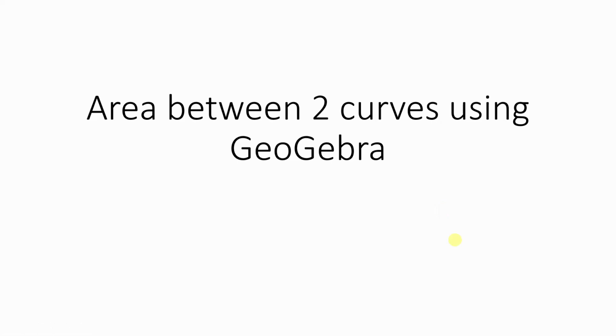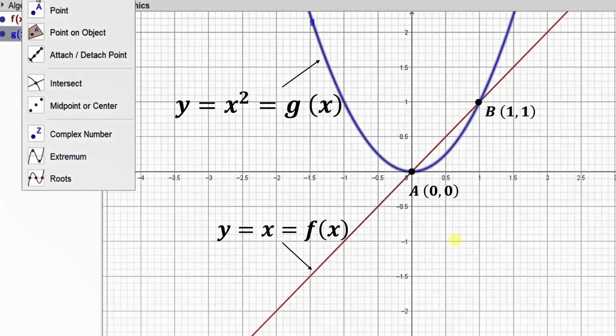In this video, we'll see how to find out the area between the two curves using GeoGebra. So the first function that we have considered is y is equal to x, and another function that we have considered is y is equal to x square. Let us call this x as f(x) and this x square as g(x).